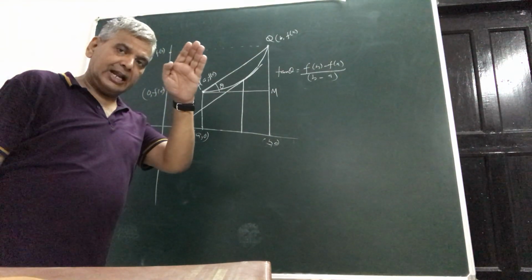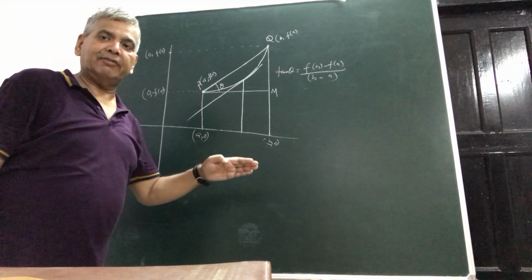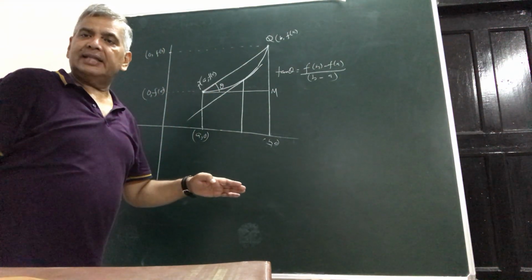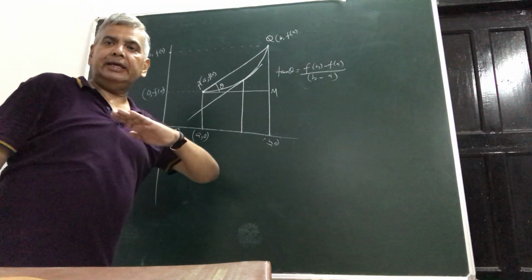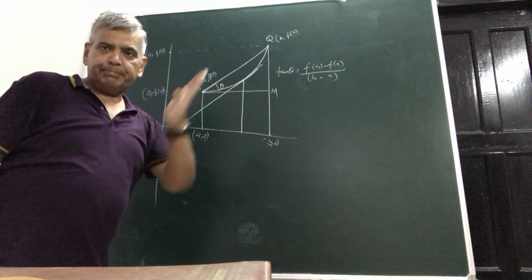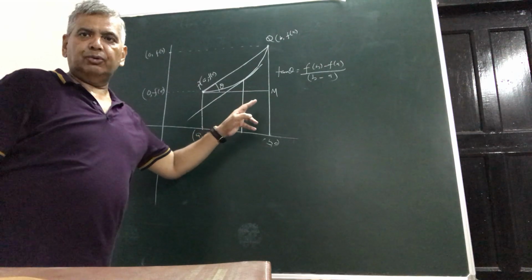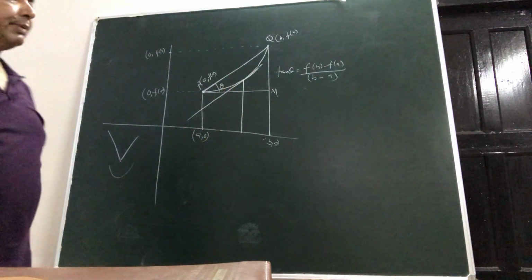Differentiability demands what? You shall have a tangent everywhere in the open interval (a, b) on the graph. That is to say, you shouldn't have anywhere these sharp bends on the curve. Only smooth curves are permissible.